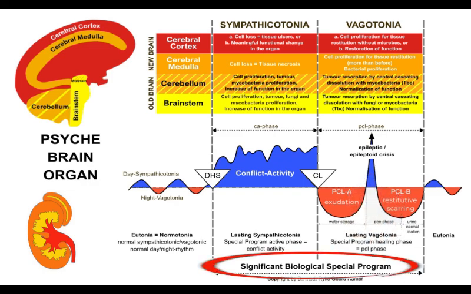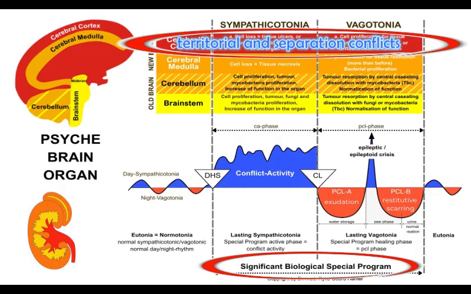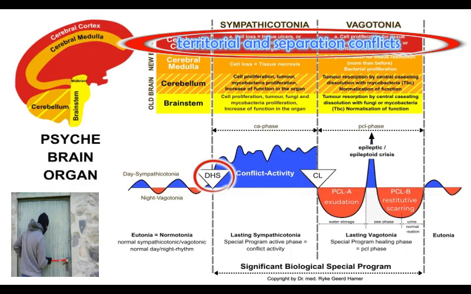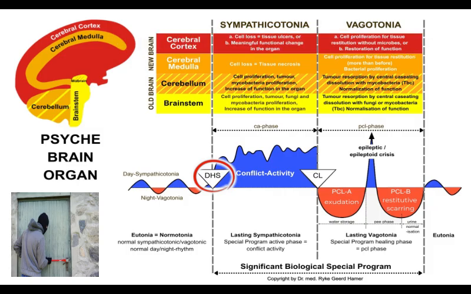The SBS is one of the territorial and separation conflicts controlled by the cerebral cortex, red group. DHS, Dirk-Hammer syndrome, is an event in which the affected person's territory was invaded or one was unable to stake out or establish their territory. As with all SBS, the conflict occurs completely synchronously on the 3 levels of psyche, brain, and organ. The DHS begins the conflict active phase.